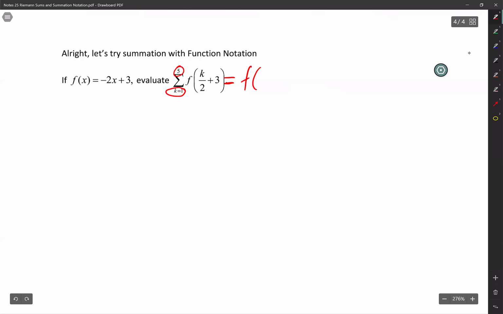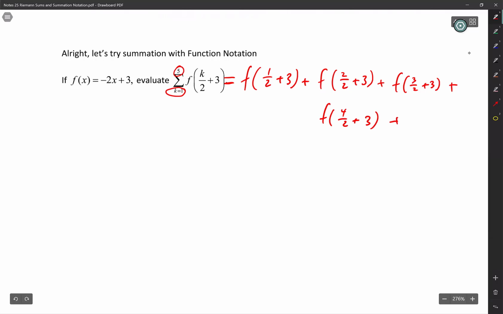So f of 1 over 2 plus 3 plus f of 2 over 2 plus 3. Yes, I know that's a 1, we'll change it in a little bit. Plus f of 3 over 2 plus 3 plus, oh man, I don't have enough room, guys. f of 4 over 2 plus 3 plus f of 5 over 2 plus 3.